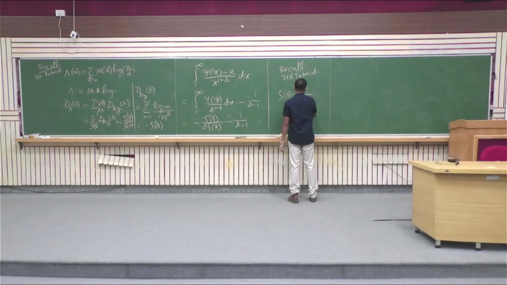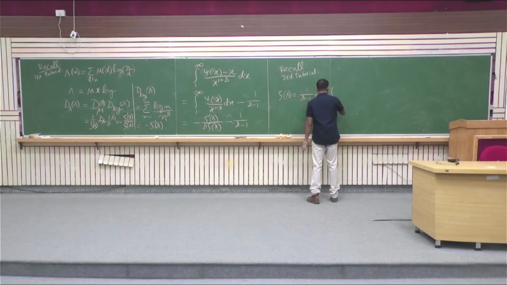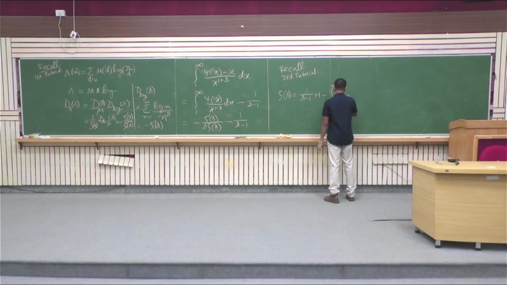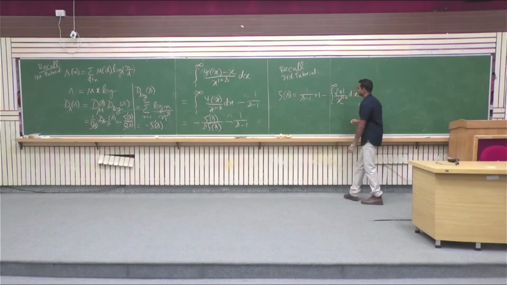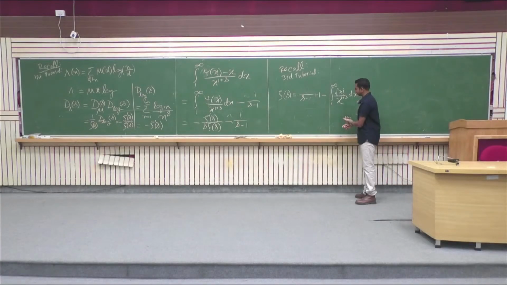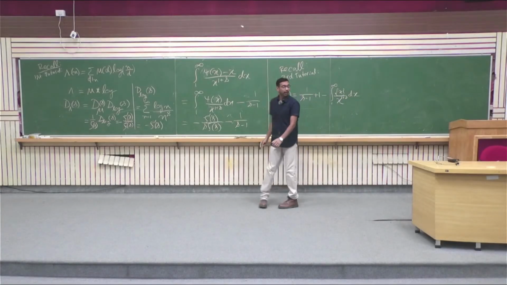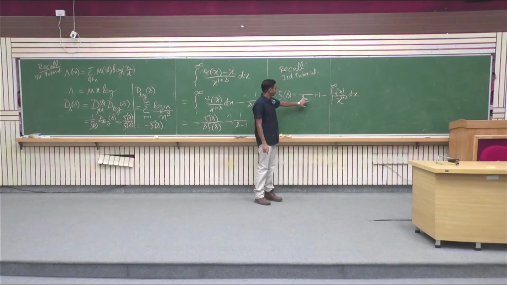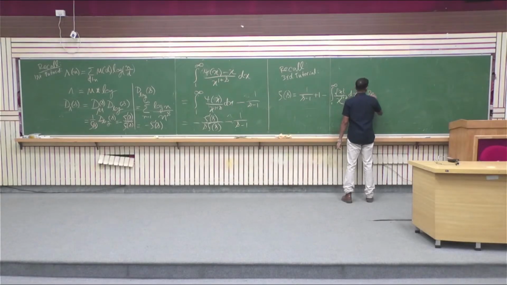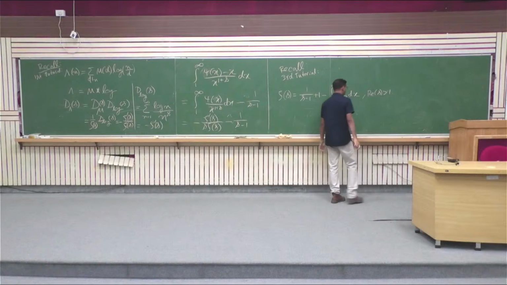That is 1 by s minus 1, plus 1 minus, let's write the exact expression. So this is from 1 to infinity, fractional part of x by x power 1 plus s, dx, right? And this integral converges absolutely for real part of s greater than 1. So this we obtained that this is true for real part of s greater than 1, right?